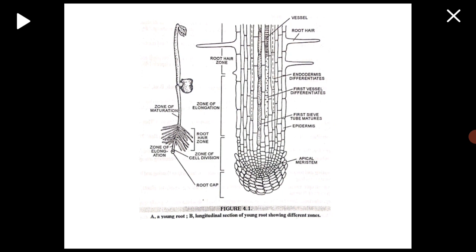Next, secondary functions or the accessory functions. One is the food storage. It occurs mainly by fleshy roots, example carrot, radish, sweet potato, beet, turnip, etc.